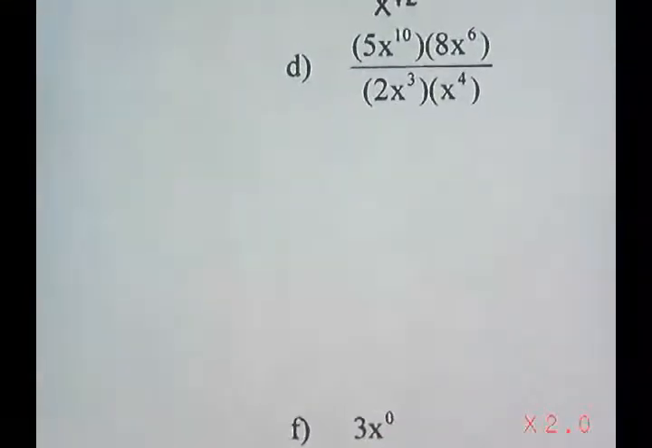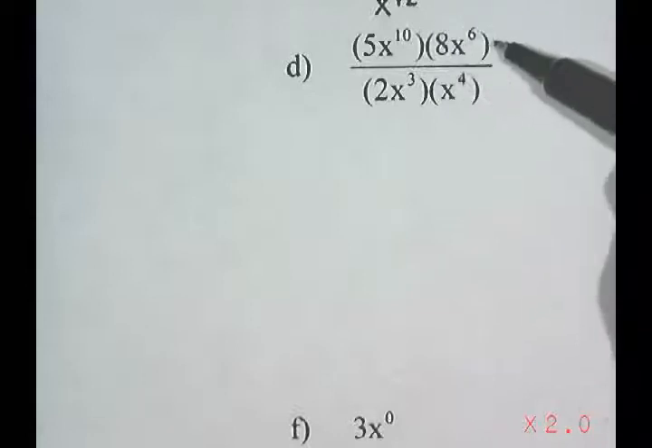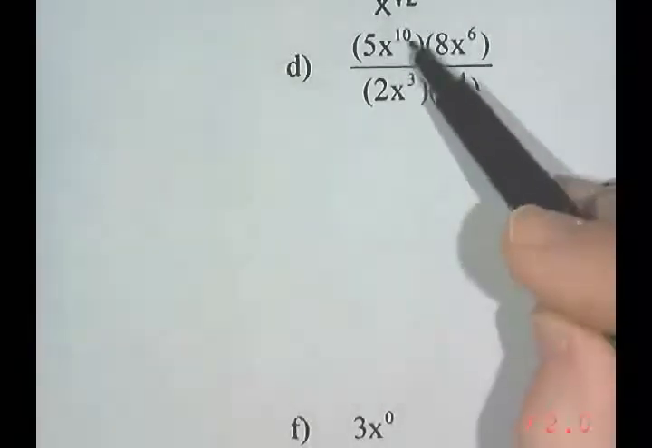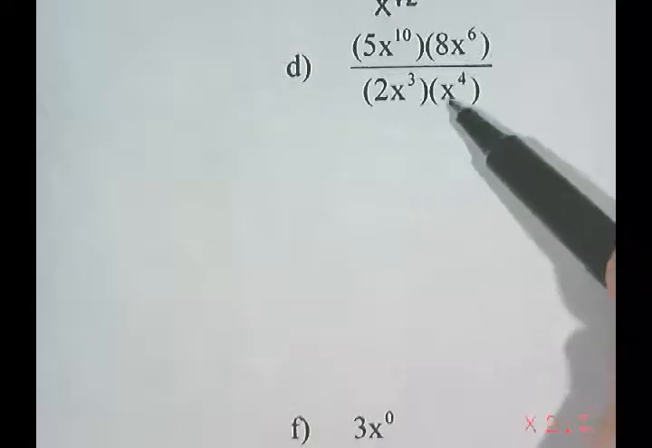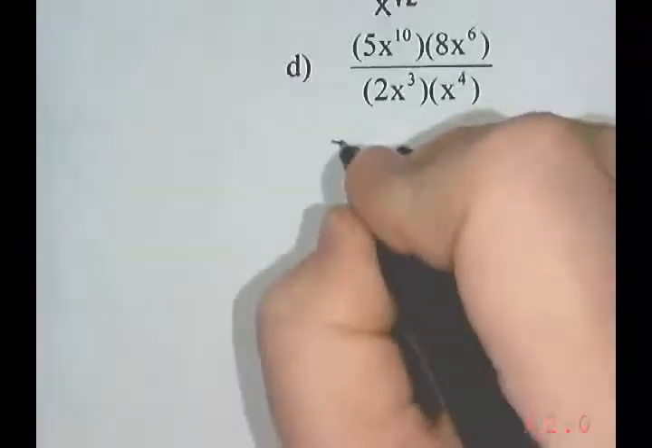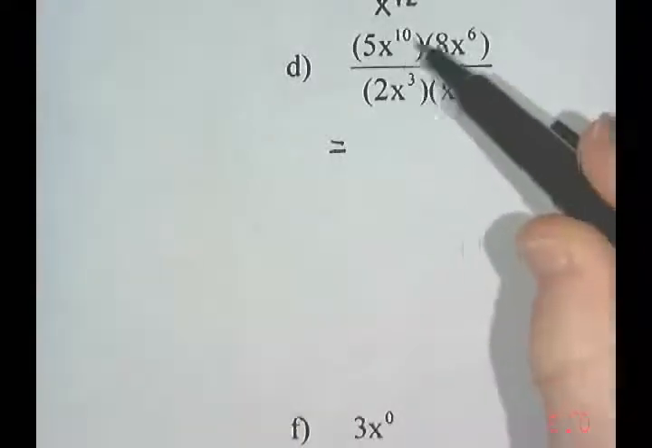All right, the next one here is a little bit more complicated, but it's just extra practice of what we just talked about. I have 5x to the 10 times 8x to the 6 divided by 2x to the 3 times x to the power of 4. So I'm going to do the multiplication in the numerator and the multiplication in the denominator first, and then I will divide my two answers. So I will start with the exponents.